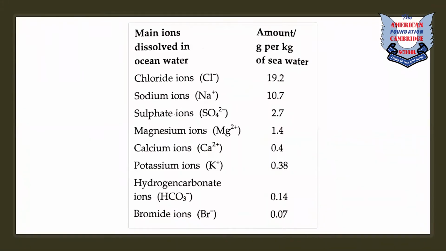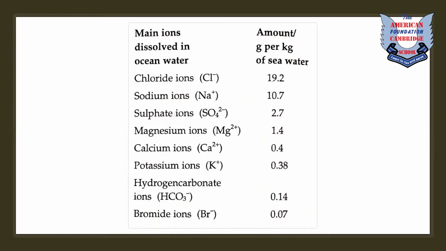Here you can see the table in which you can see the amounts of ions dissolved in ocean water in grams. When you take out 1 kilogram of the ocean water, let's assume that you went to the seaside, took 1 kilogram of the seawater in a bucket, and sent it to the laboratory for analysis, you will get a report like this, which is appearing on your screen right now.